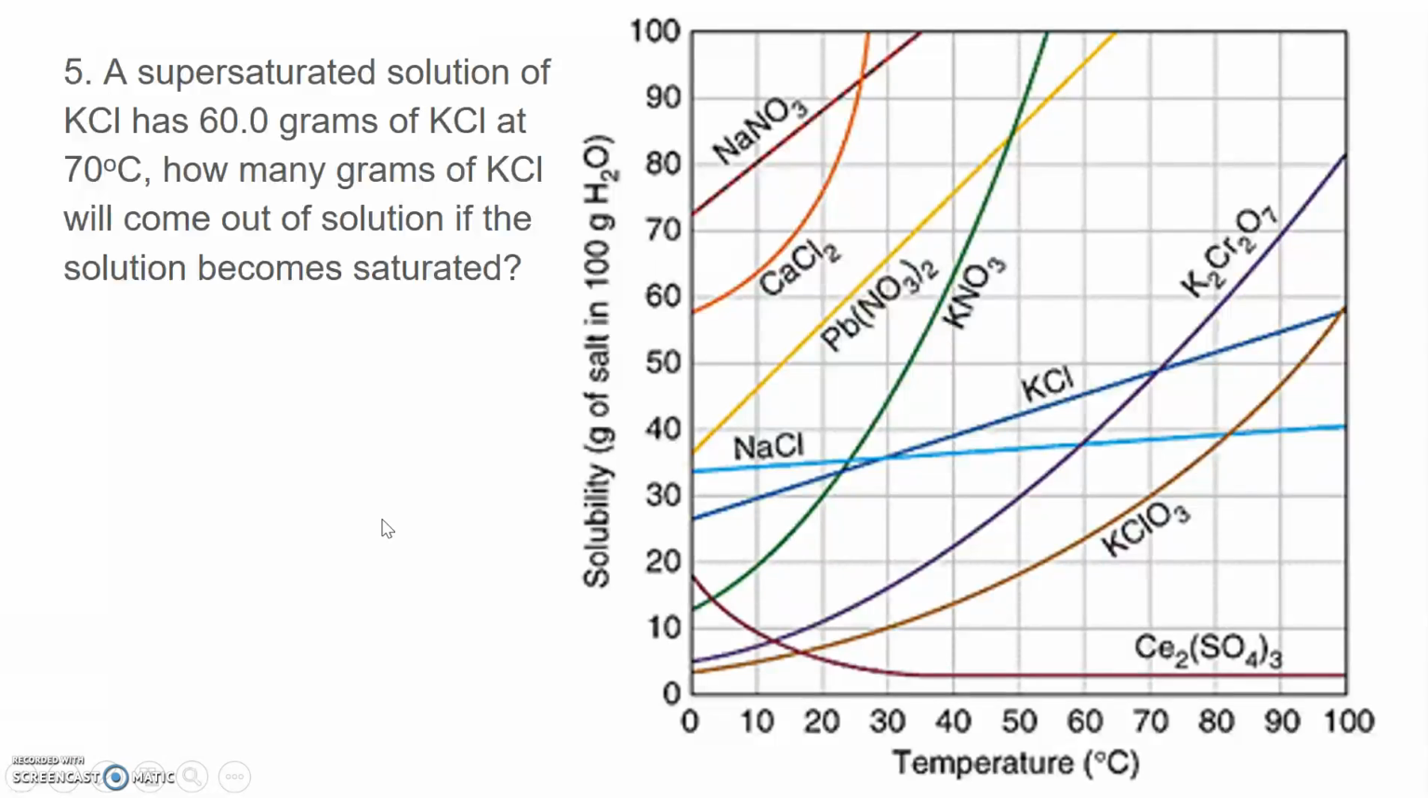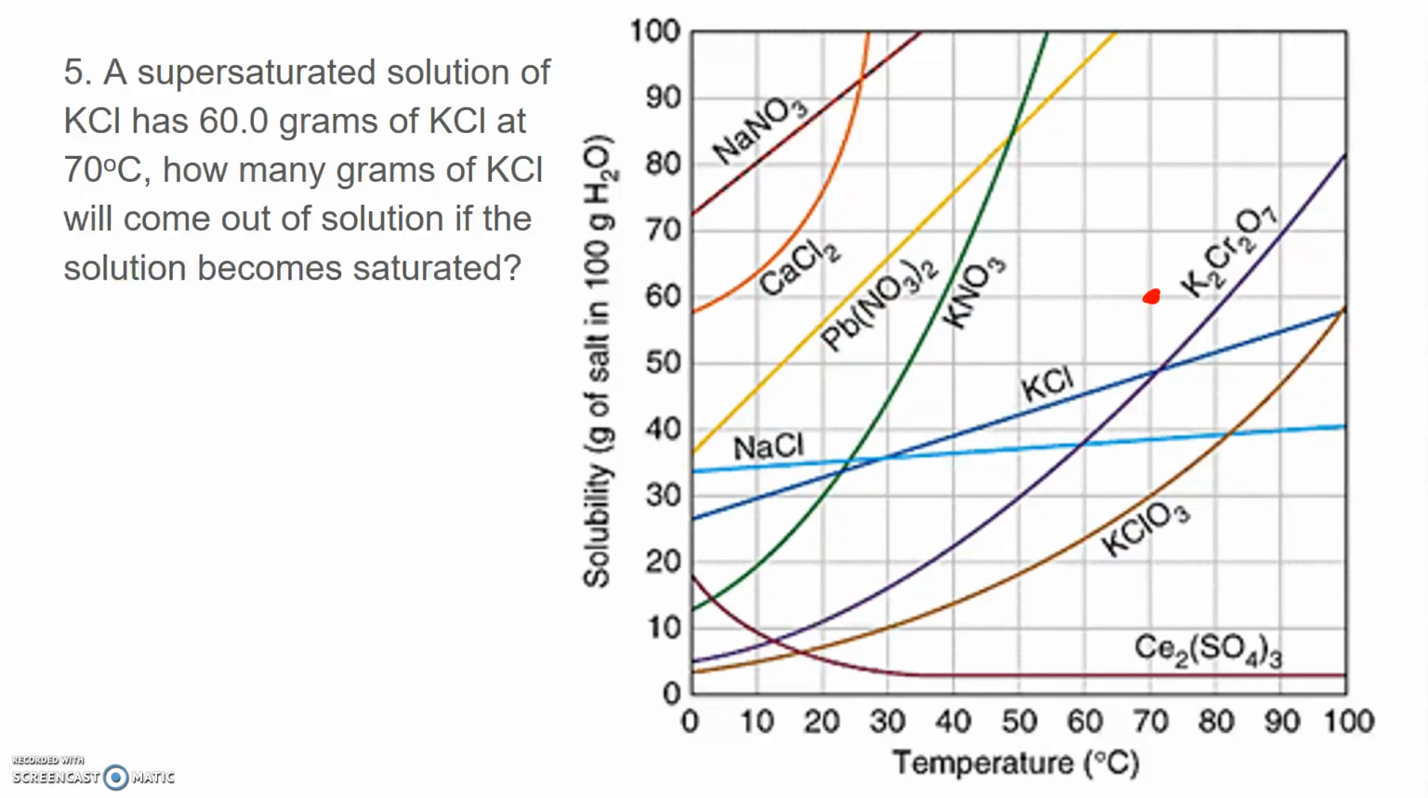All right, so here we have a supersaturated solution of KCl. So we go to our KCl line. We're saying that we're at 70 degrees Celsius and we have 60 grams of KCl. So we're sitting up here. Again, since we're above that line, we're above our saturation amount. This is going to be a supersaturated solution.